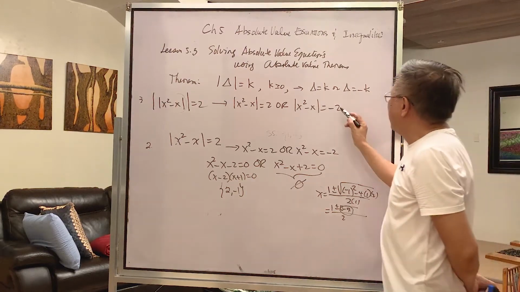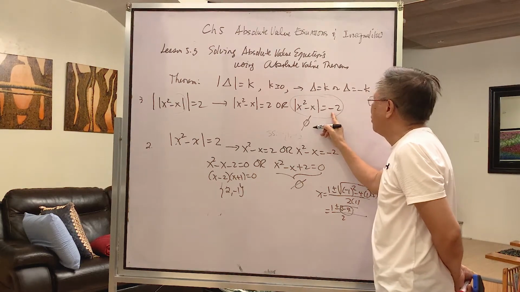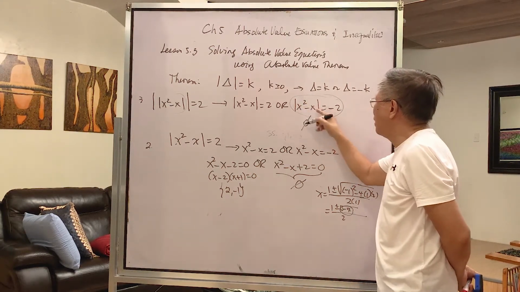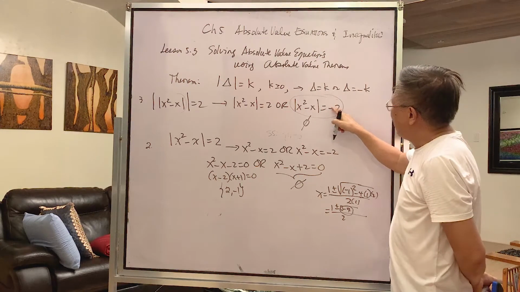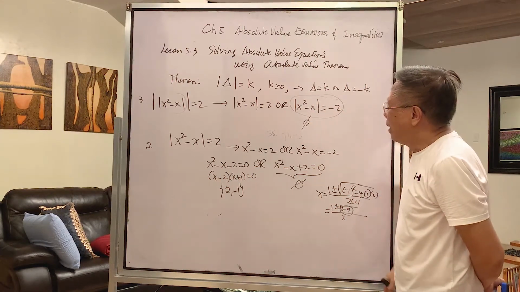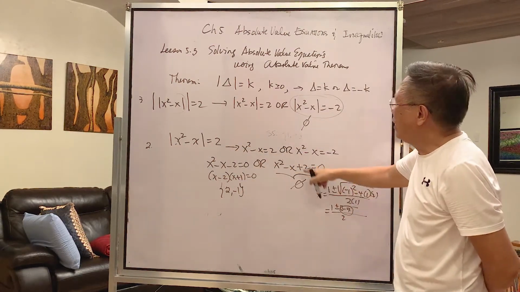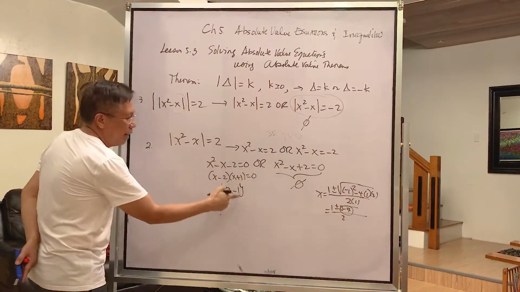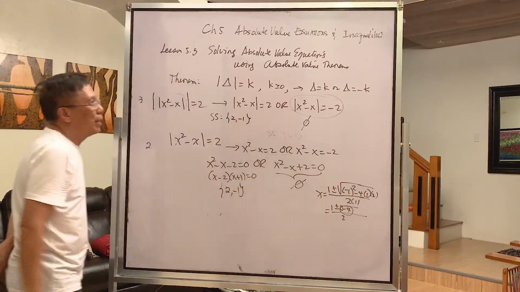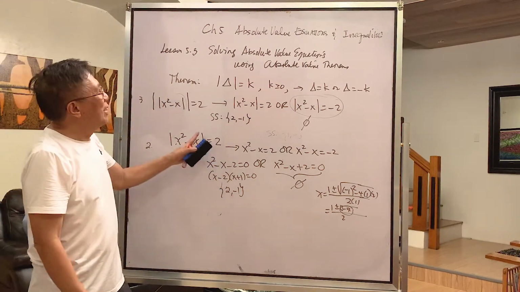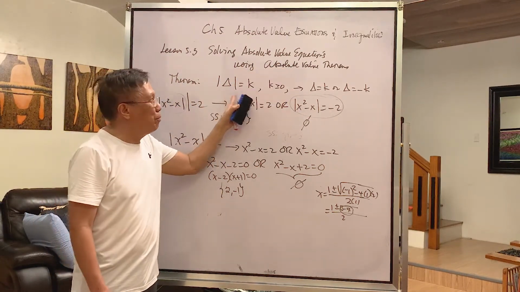Notice that the second equation here will automatically give you a null set solution. Why is that? Because an absolute value is equated to a negative number. Trivial case would mean that this will never be true. And the solution to this should follow the solution here. Therefore, the solution to this equation has the same solution: 2, negative 1. Okay? So, this is solving absolute value equations using just this simple theorem here.